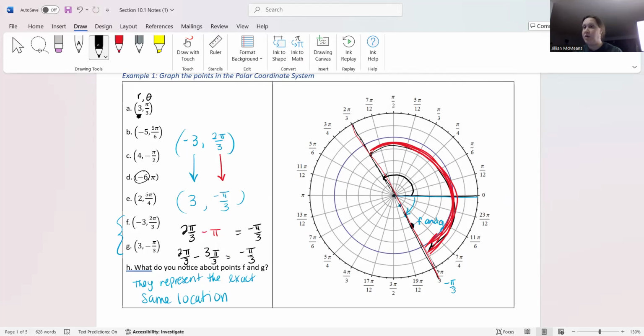Now we can come up with infinitely many different ways to get this exact point right here. We just have two of them. We know -3 comma 2 pi over 3 and 3 comma negative pi over 3 represent the exact same location.